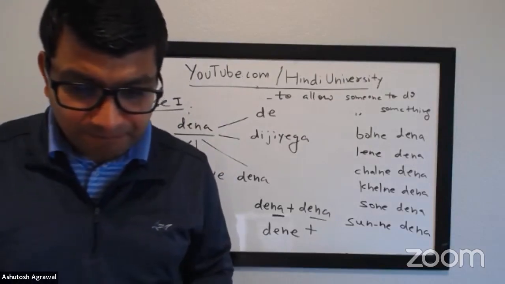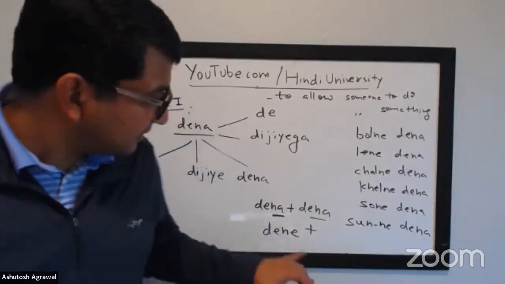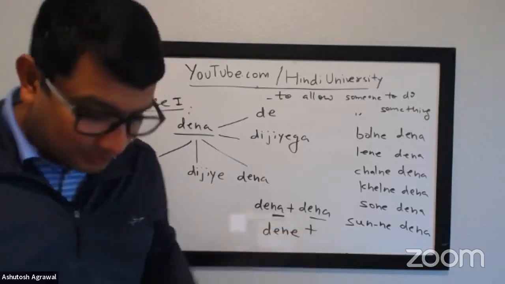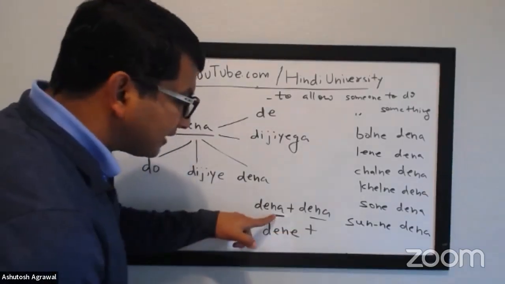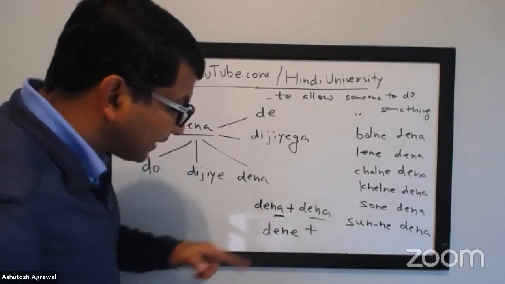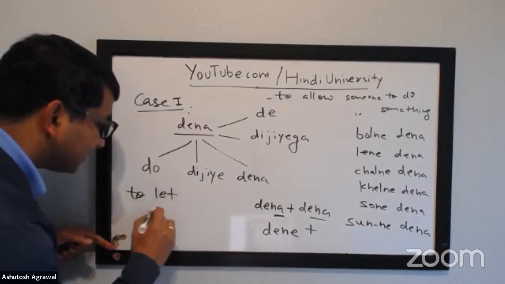Good so far? Sorry, I didn't understand the meaning of dene do. Okay, so we'll just do an example also. Let's say dena, you understand, right? Dena, to give. Yes. So it really means to let someone give, to let someone.